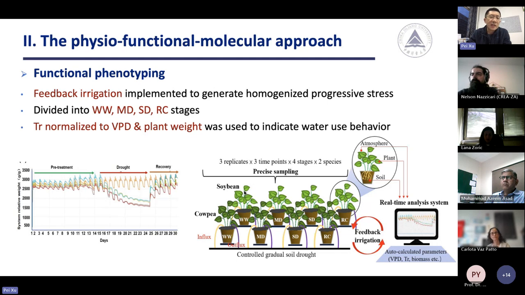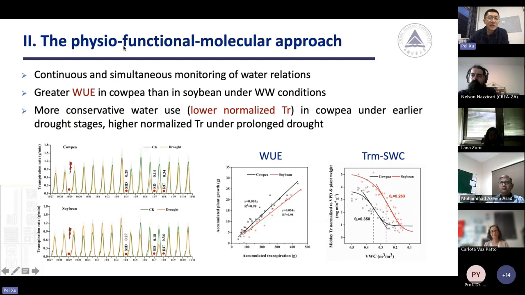So here, leveraging the feedback irrigation function of the plant array, we were able to precisely control the soil water content in each pot of the system, so that we compare the water relations in leaves of each plant under the same or similar level of root stress scenarios. The entire experiment is divided into four stages, namely well-watered, mild drought, severe drought, and recovery. Through using the system, we acquired transpiration rate data normalized to VPD and plant weight. This is to indicate the water use behavior of a plant. As you can see here, the system continuously and simultaneously monitors the water relations of the plants.